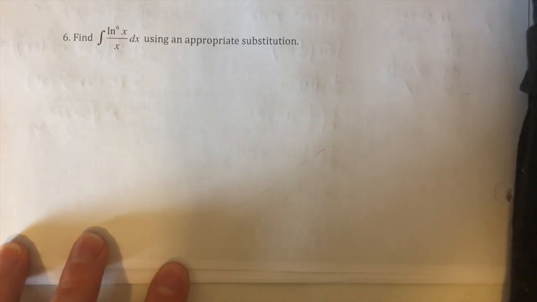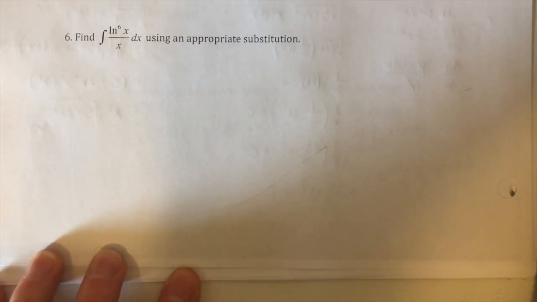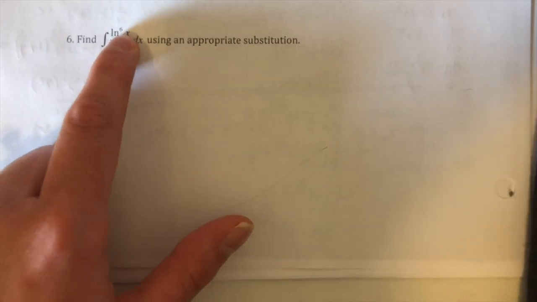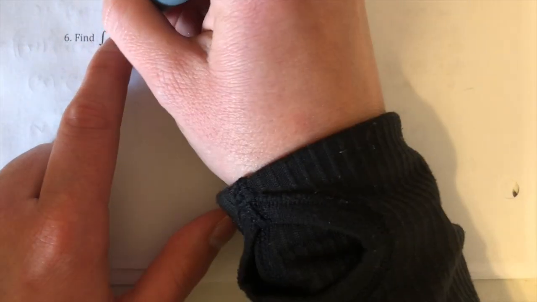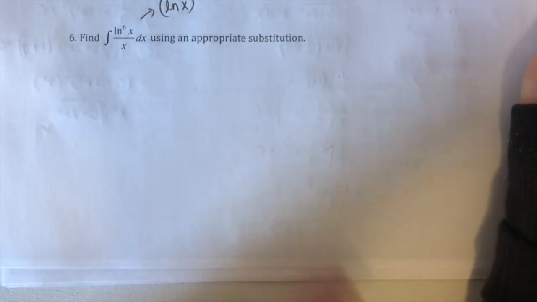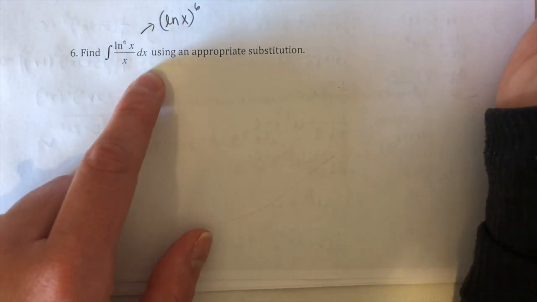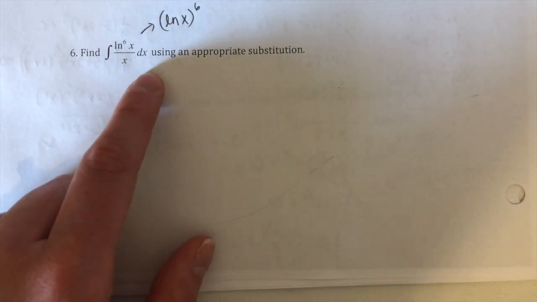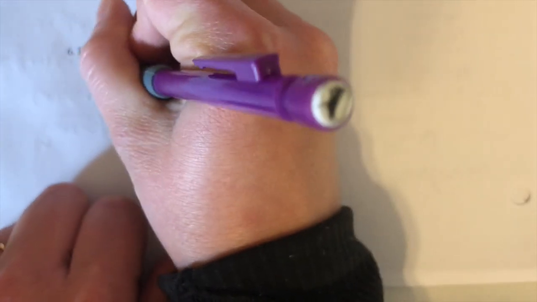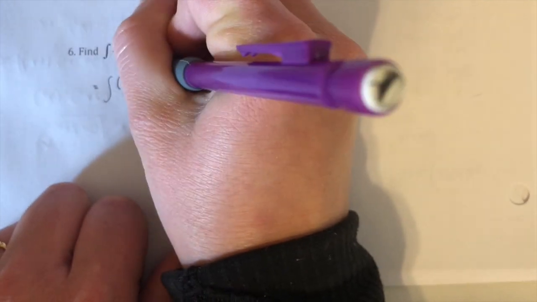Number 6, we've got find the integral of ln to the 6. So same with cosine, sine, and whatever. If you see an exponent there, that's the same as ln x all to the 6 over x, using an appropriate substitution. So generally, I'm going to rewrite this as the integral of ln x to the 6 over x.